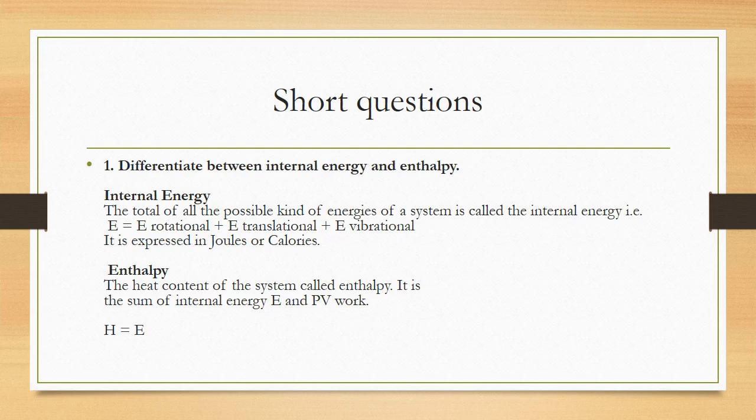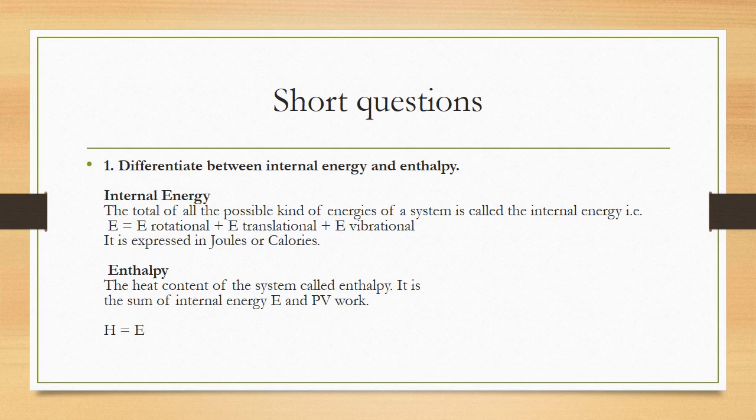Rotational, as the name indicates, is when molecules rotate and vibrate in the system. So the total kinetic energy is further divided into rotational, translational, and vibrational energy, plus the potential energy, which is due to the forces of attraction between the atoms. The total of all the possible kinds of energy within the system is called the internal energy of the system, right? It is expressed in joules. We always consider the change of energy, which is shown by the capital E.